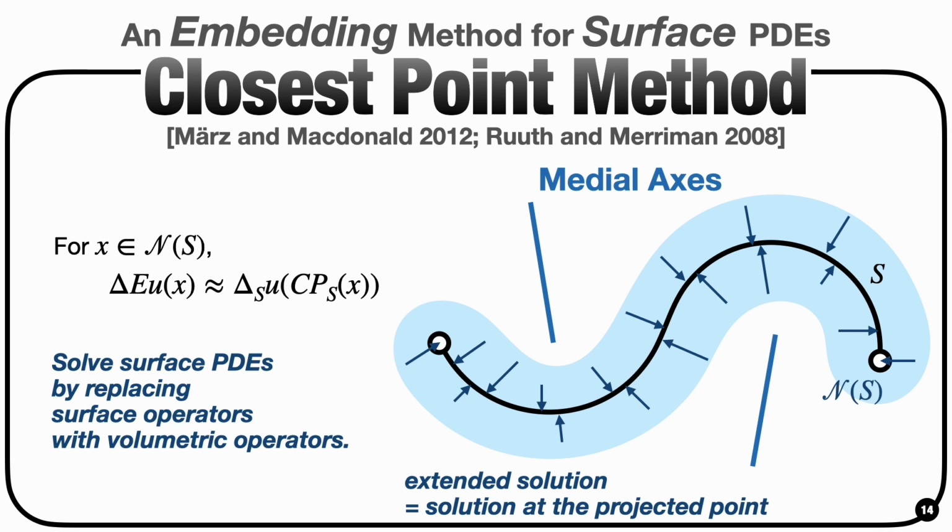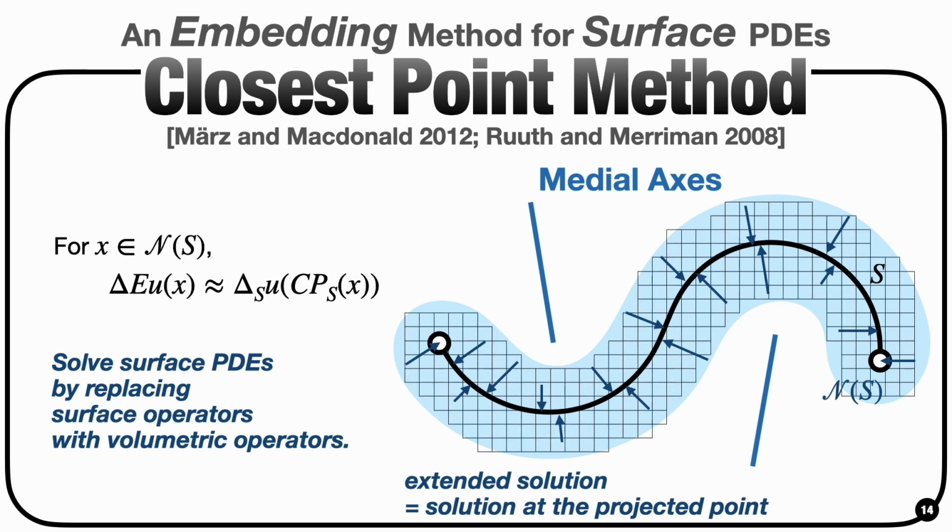The traditional closest point methods construct a system of linear equations by discretizing the embedding space with a grid or particles.